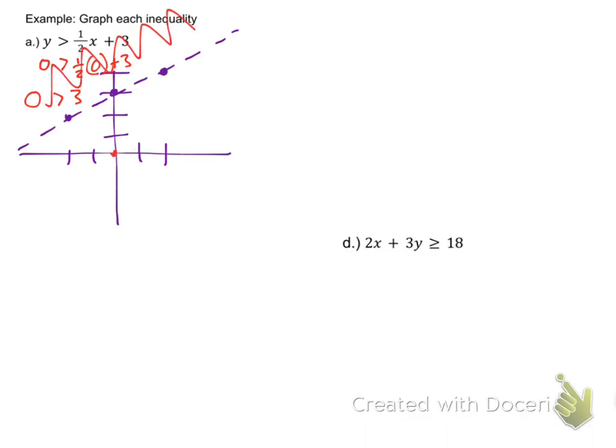No. So if 0 doesn't work, none of these points down here are going to work. I have to shade up. So anything above that line are solutions. There's an infinite amount of solutions. That's how you would do those.